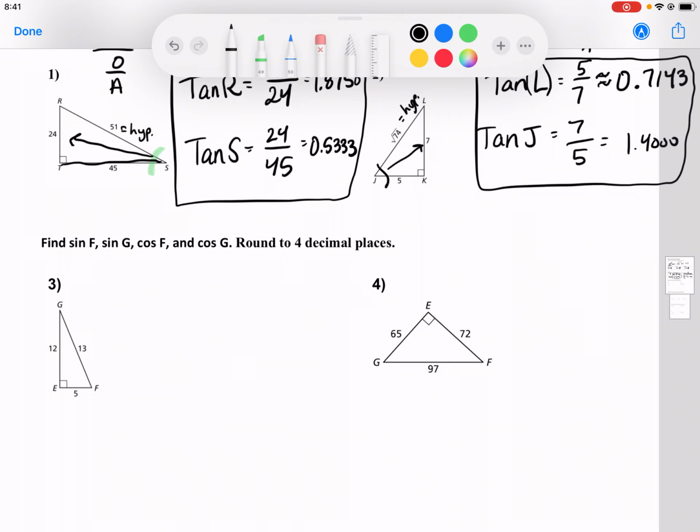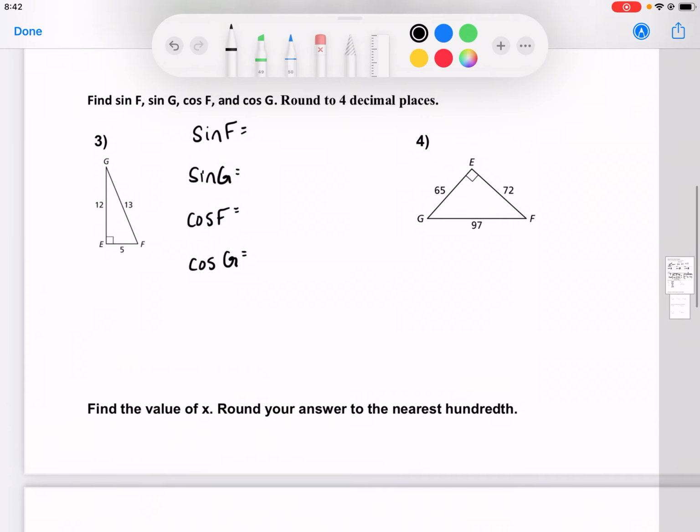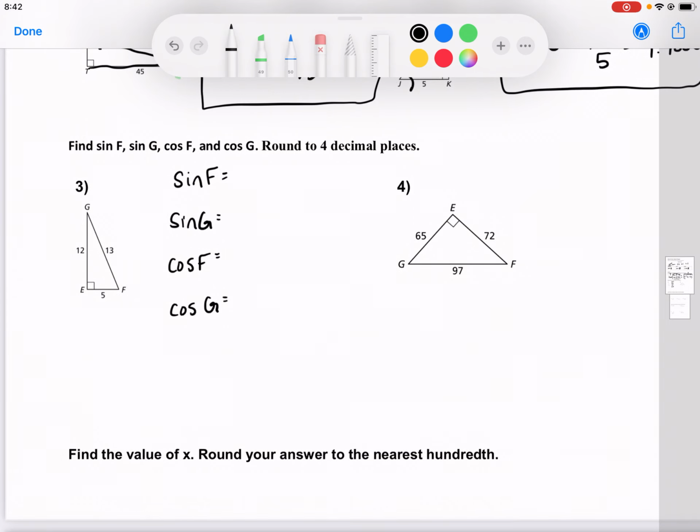Let's do the same thing with sine and cosine. So we're starting with sine of F, sine of G, cosine of F, cosine of G. So sine of F, remember, is opposite over hypotenuse. If we go to F, our hypotenuse is right here. The opposite side is 12. So we have 12 over 13, which if we type in 12 over 13, we get 0.9231.